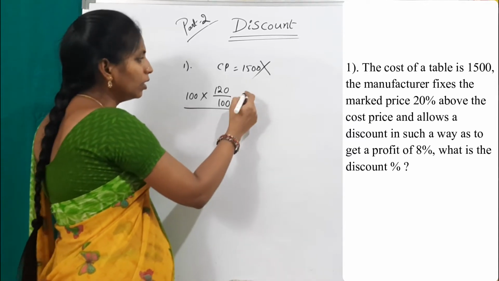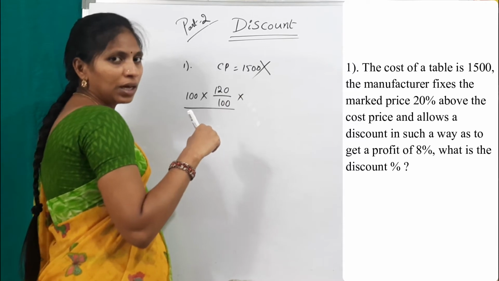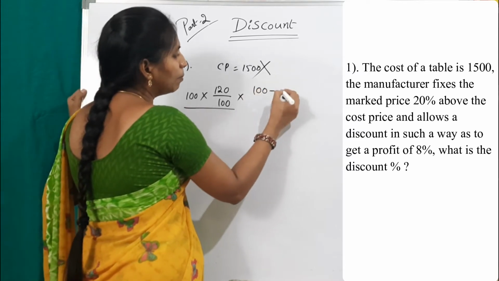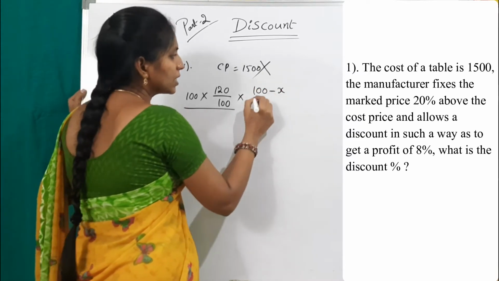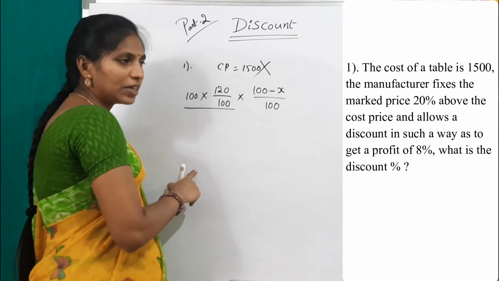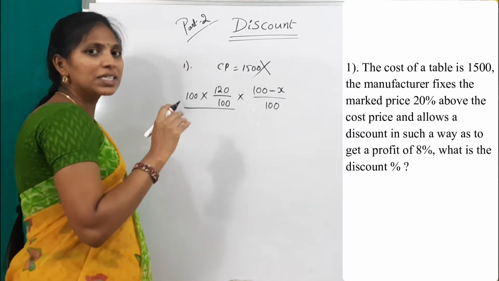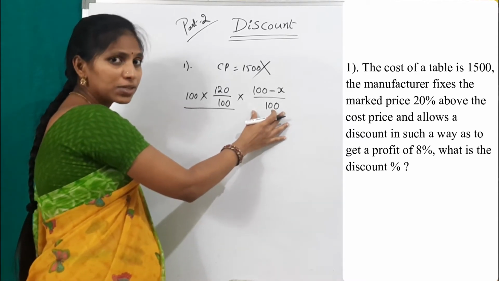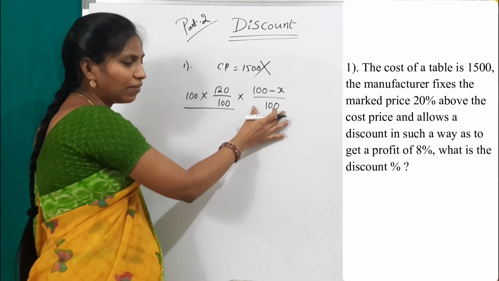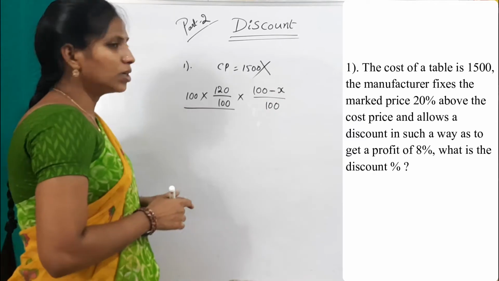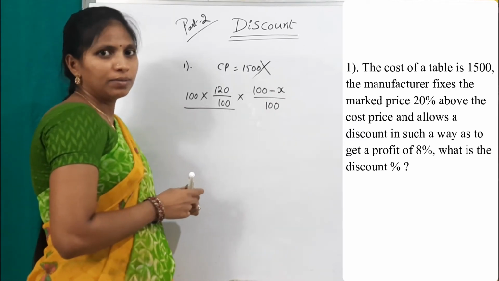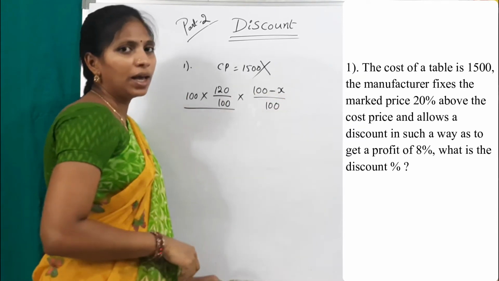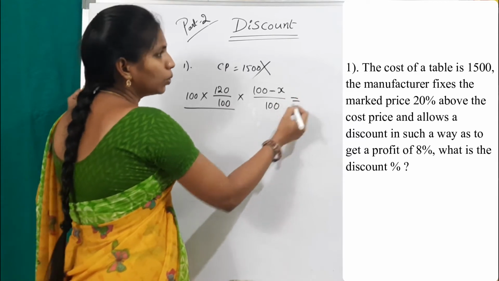Yes or no? So we don't know the discount. Discount is always subtracted from 100%. So here it is 100 minus discount, say x, by 100. For example, suppose in the question the discount percentage is given as 10%. Then 100% minus 10% means 90, so 90 by 100 is the value. But here the discount is not given, so take the discount as x percent. Subtract that x from 100%: 100 minus x by 100 equals what?